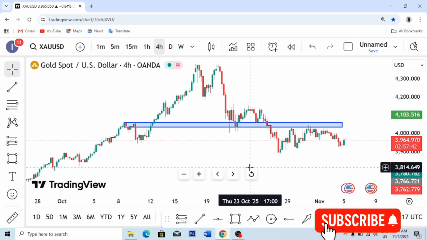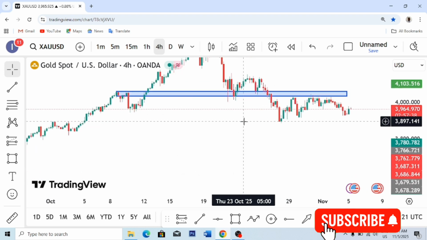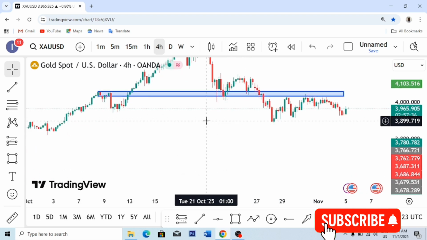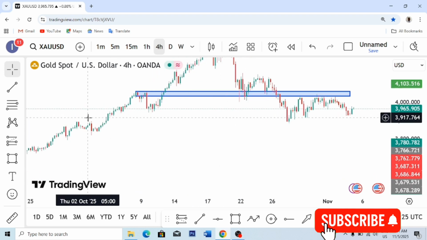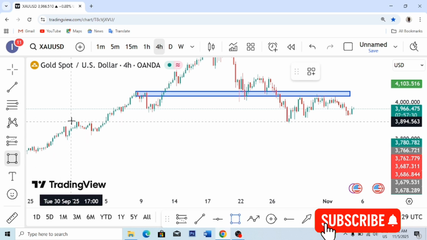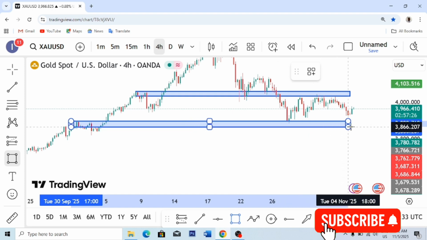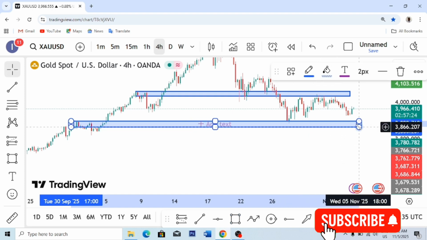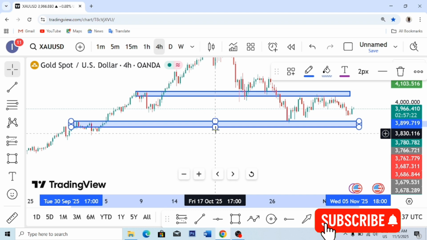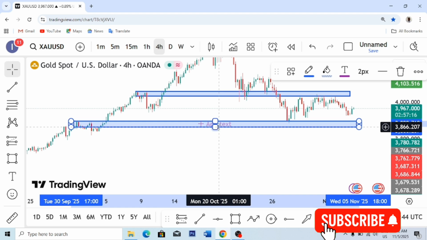So after drawing this, maybe let me draw another one. Let me draw another support level right here, the one that is much closer. So now another support level that we're going to draw right here is this one right here. When you draw something like this, you draw something like this.